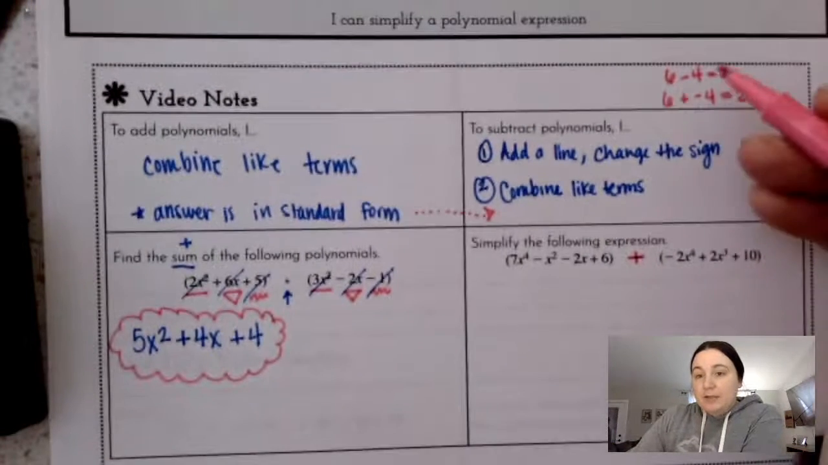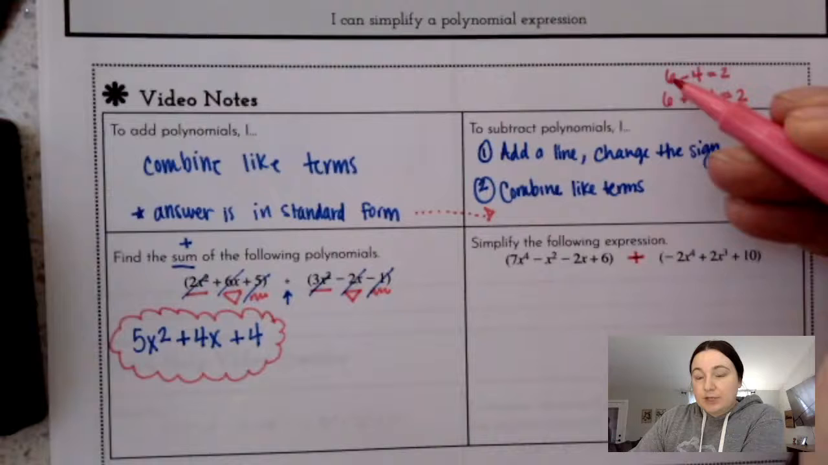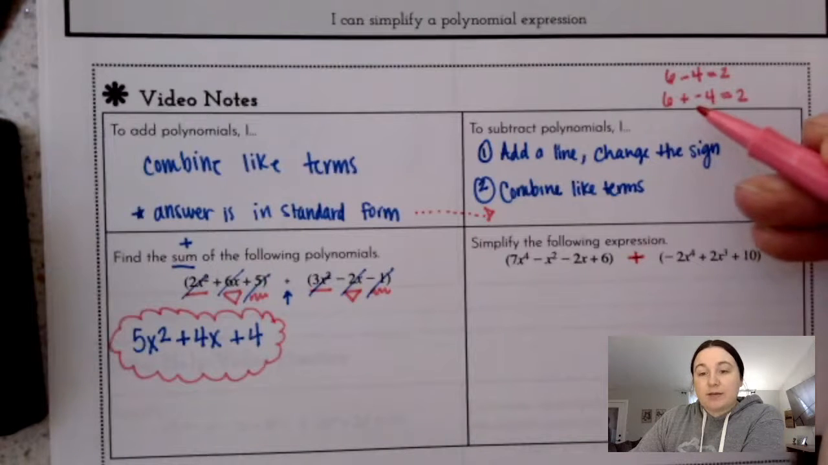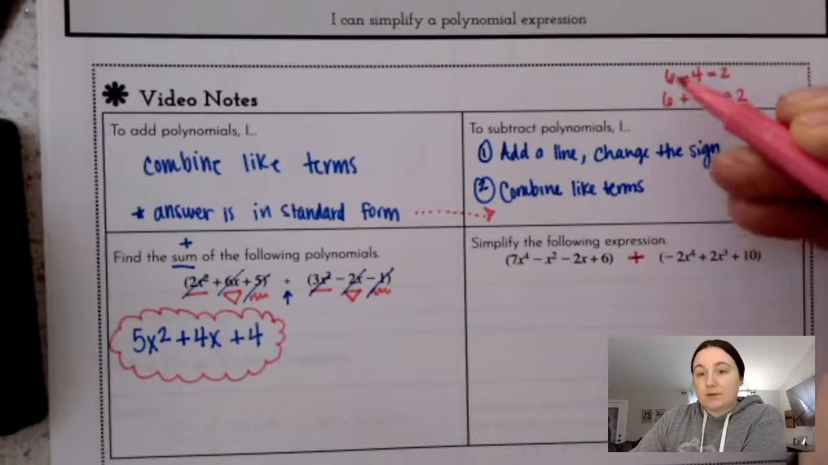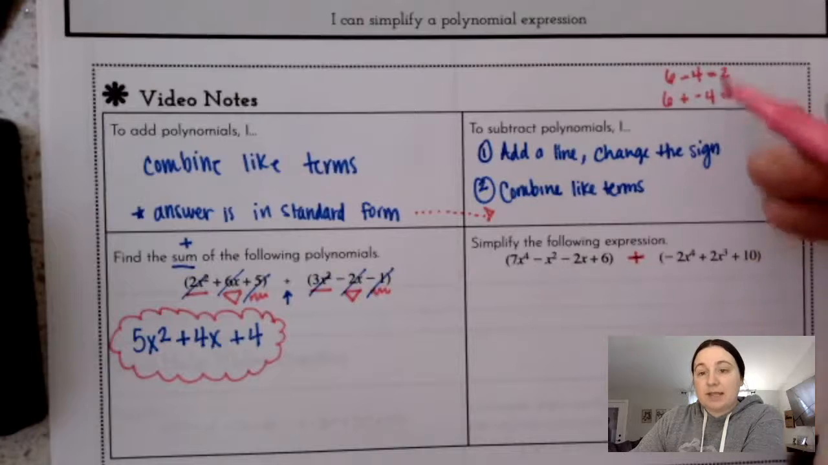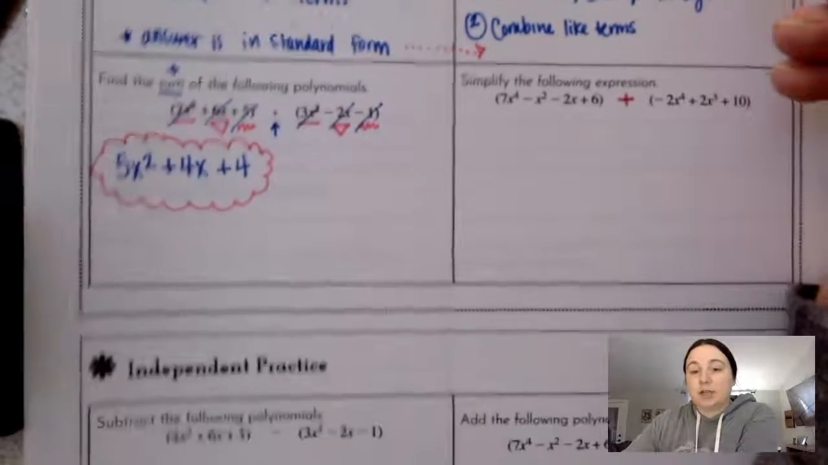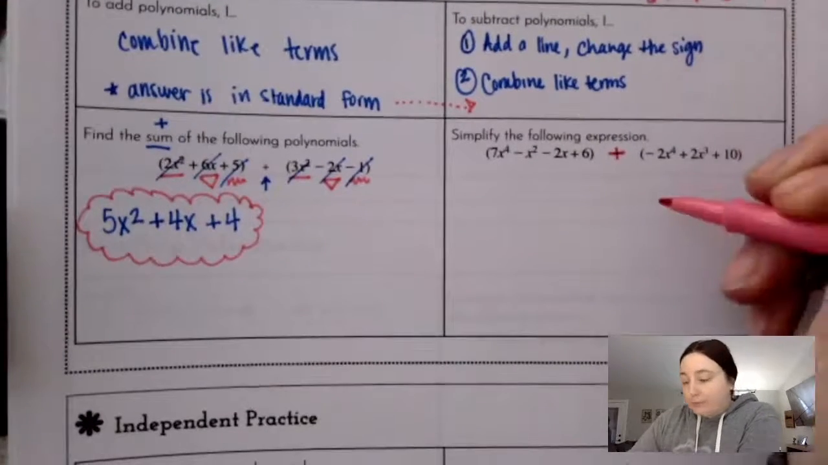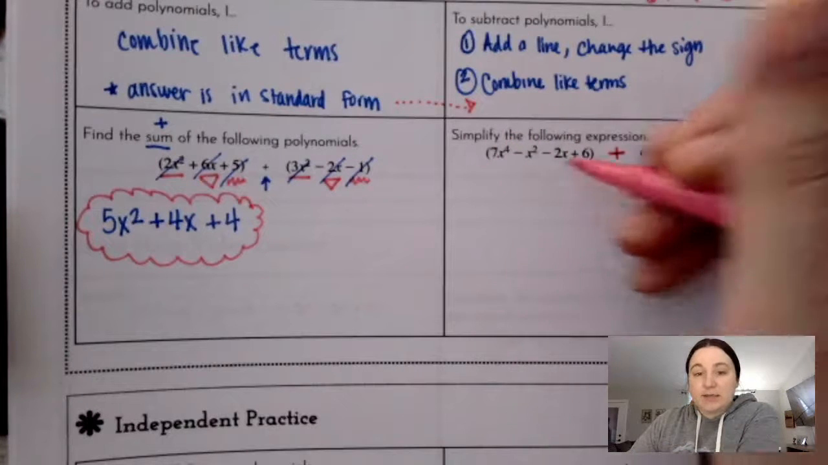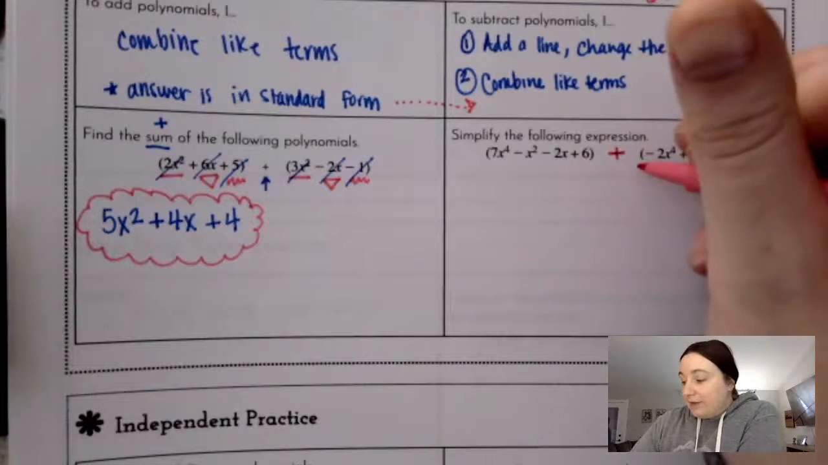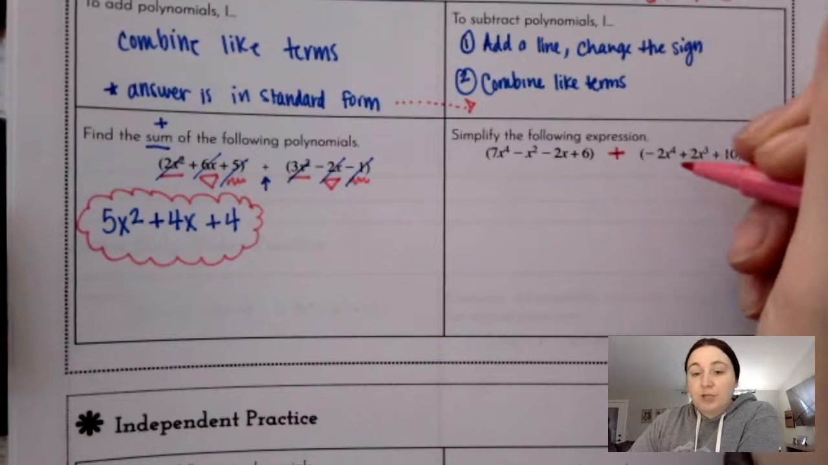And you notice in my example for changing 6 minus 4 to 6 plus negative 4, I never touched the 6. So the first thing stays the same. The second thing is the only thing that needs to change. So same thing down here. My first polynomial stays exactly the same. Don't touch it. But everything in the second polynomial, we change the sign.